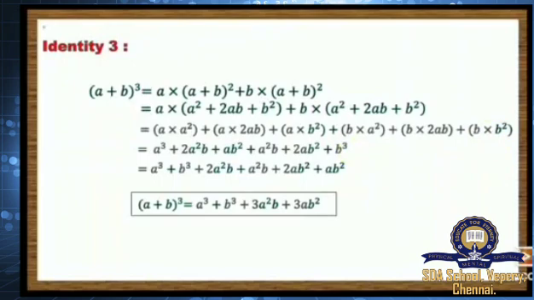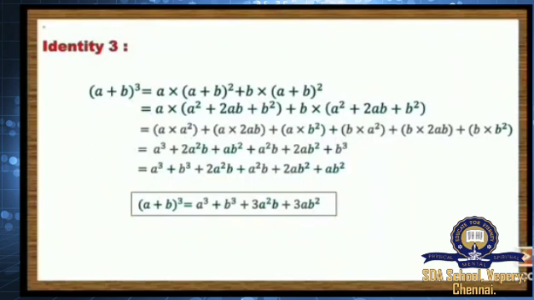So now here, clubbing the like terms, you will get a cube plus b cube plus 2a square b plus a square b plus 2ab square plus ab square. So the expansion for a plus b the whole cube equals a cube plus b cube plus 3a square b plus 3ab square.